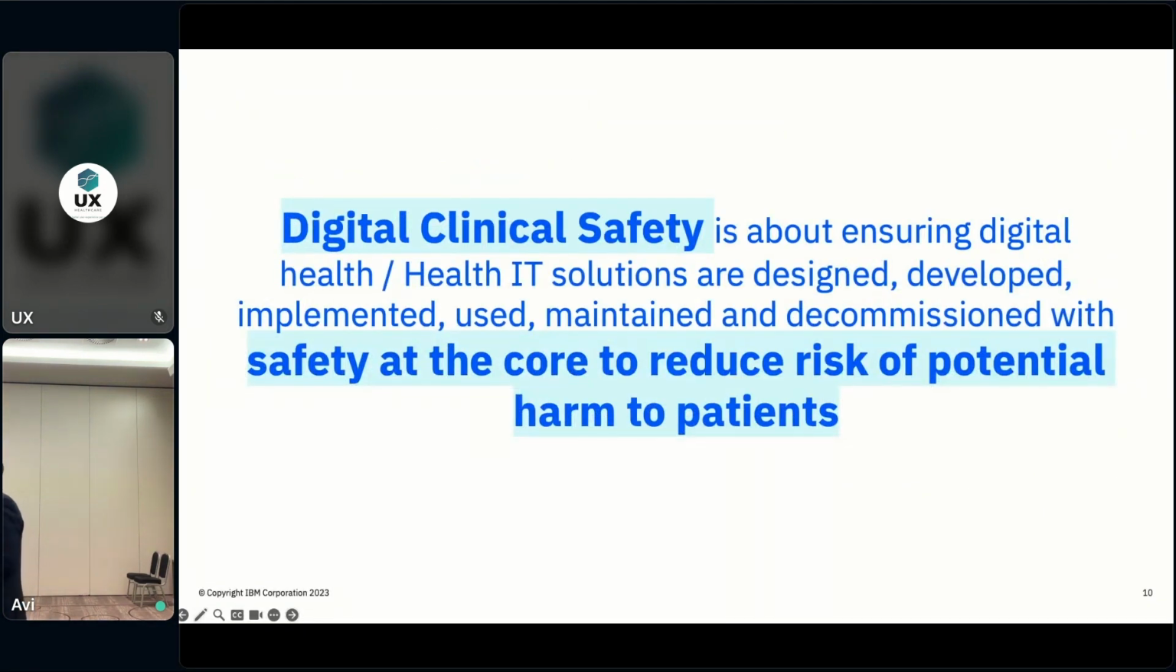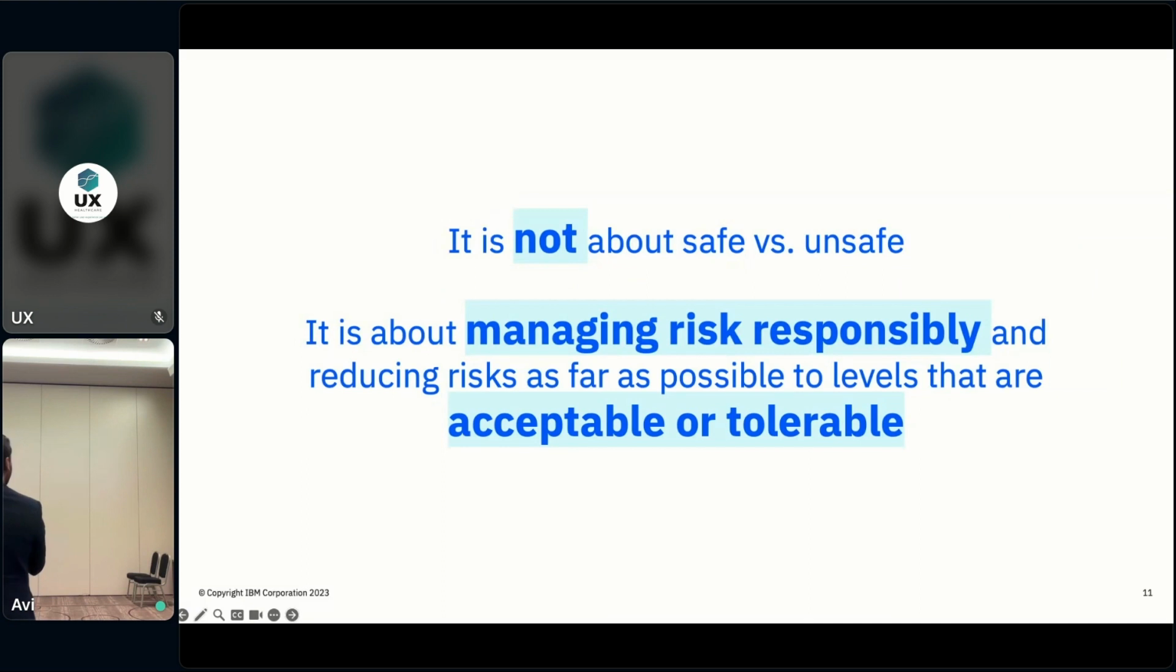So ultimately, what is digital clinical safety about? It's essentially about this: ensuring that digital health IT systems are designed, developed, implemented, used, and decommissioned with safety at the core to reduce the potential risk of harm to patients. That is it. I want to make an important point though. It's not about safe versus unsafe. It's about managing risk responsibly.